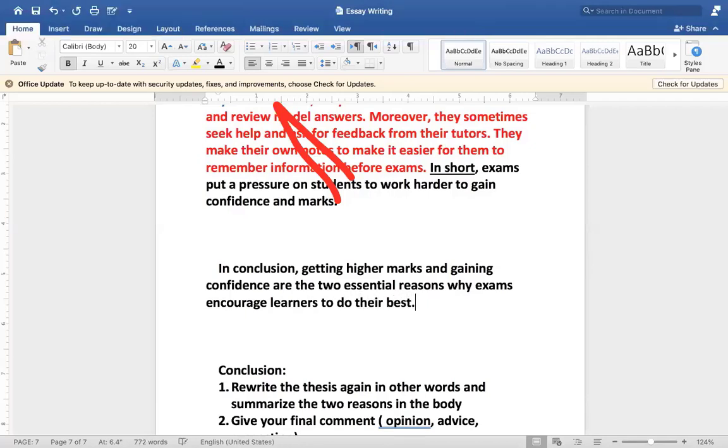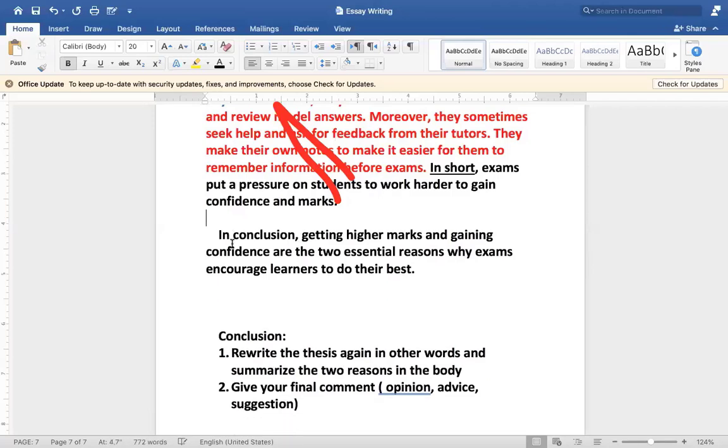هل يا جماعة أنا كررت نفس الكلام ولا كلام مختلف؟ Ha, what do you think? Here I concluded my essay. I summarized the two reasons. What are the two reasons? To get high marks, this is the first reason. And to gain confidence, this is the second reason that we wrote in the second body paragraph. Then I have rewritten the thesis statement again: are the two essential reasons why exams encourage learners to do their best.